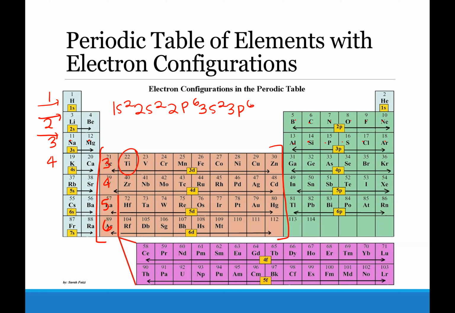And now we jump down to 3D. So we do these in numerical order. We do the 1s and the 2s and the 3s. So this is going to be 3D because we're in the D block here now. 1, 2. And then we go back here to 4S, 1, 2.